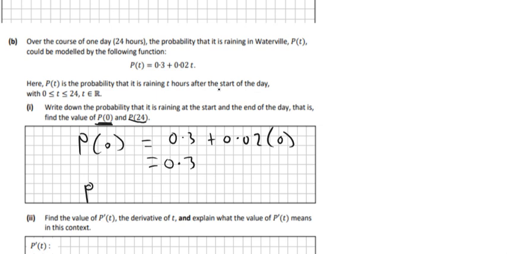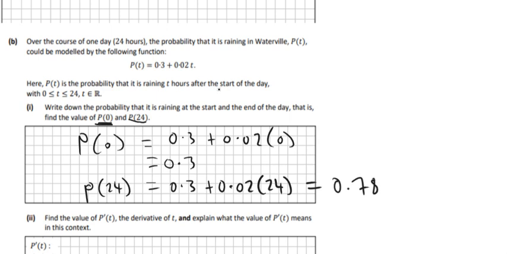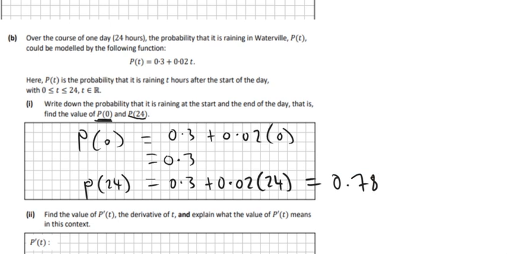P of 24. So 0.3 plus 0.02 multiplied by 24. And if you put that in the calculator, you should get 0.78. And that's it. That's all you have to do for the first part.